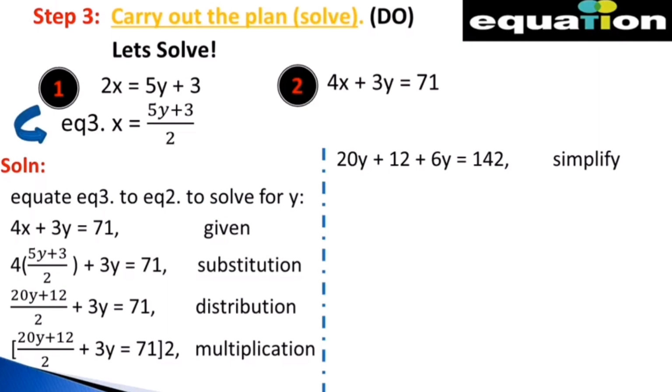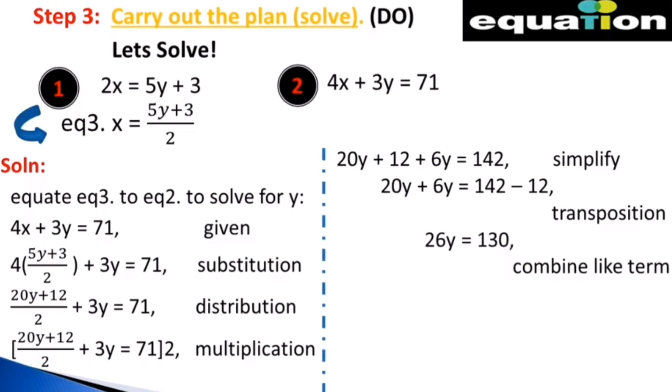From positive, it becomes negative. That is what we call transposition. After that, 20y plus 6y is 26y equals 130 by combining like terms. So since we are particular with the value of y, we're going to divide the whole equation by 26, by the inverse of 26, that is 1 over 26.